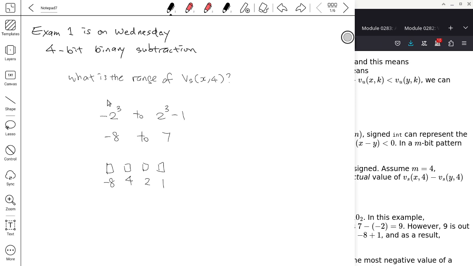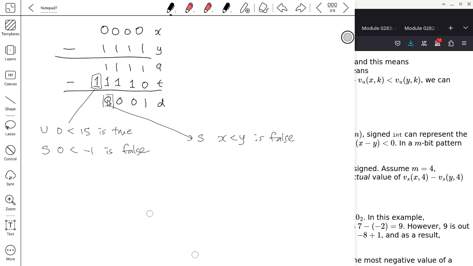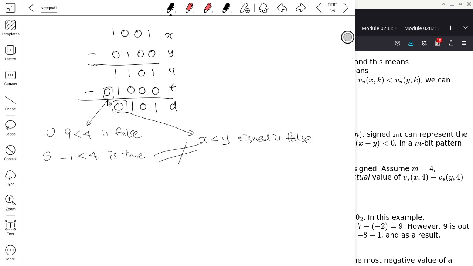Okay, so knowing it goes from -8 to +7, now we take a look at all the examples and see whether the result is in range or not. Is -1 within that range? Okay, so we say it is in range. And now we look at this one, which is 0 minus -1, which is 1. Is that in range? Okay, so this is also in range. We look at the third example: -7 minus 4 is supposed to be -11. Is that in range? No. So we say this is an overflow situation.